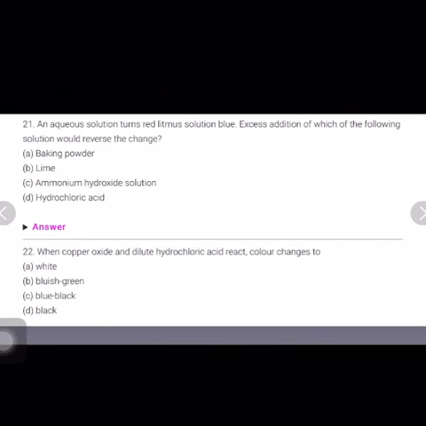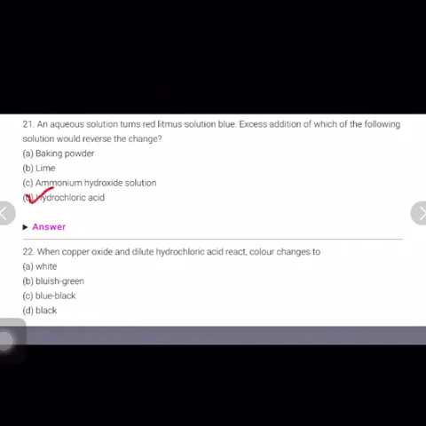Next question is, an aqueous solution turns red litmus solution blue. Excess addition of which of the solution would reverse the change? So by adding excess of hydrochloric acid, the solution would reverse the change. Hydrochloric acid reverses the change.